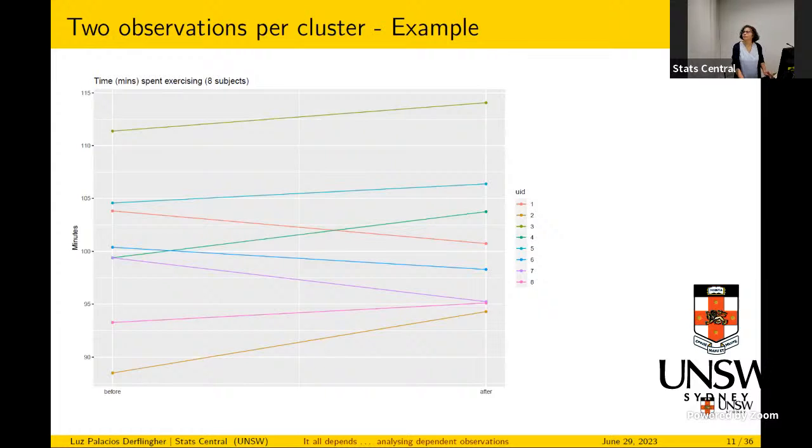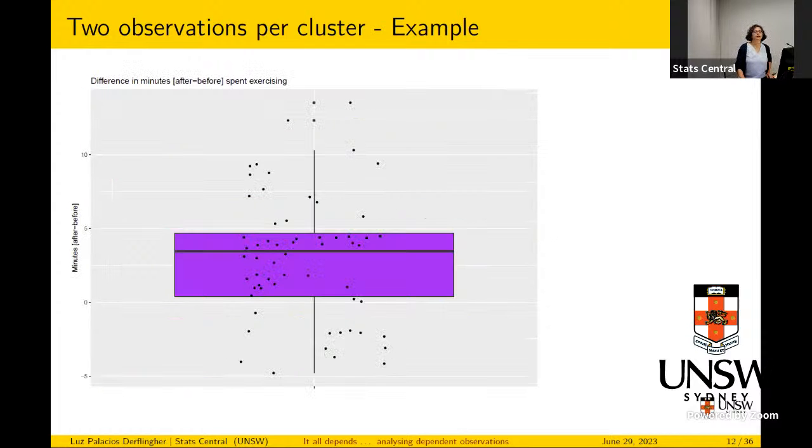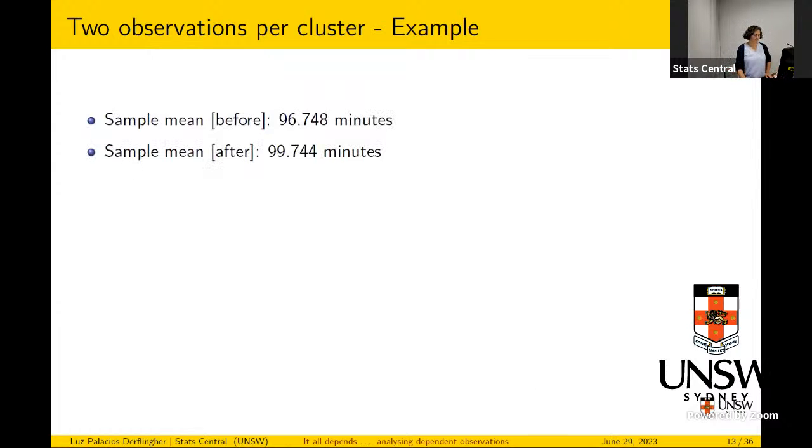So in this case, since we only have 2 points for each subject, what we do is easy. We calculate a difference. We do after minus before within subject, and then we plot this data. And that's what we're interested in, what happens with the difference in the subjects. So we calculate the sample mean of before, 96.74 minutes, and the sample mean after, 99.74 minutes.